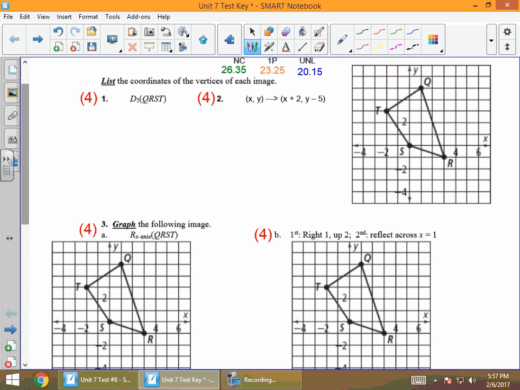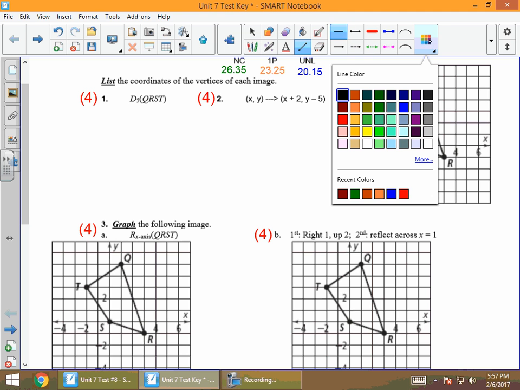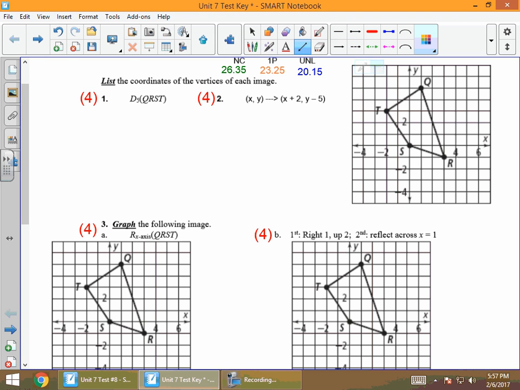Question number 1 and 2 both deal with the coordinates in the image. So the first thing I'm going to do is highlight my 2 axes. So my x-axis is right there, and my y-axis is right around there. And the first thing I'm going to do is find the coordinates of each one of the points.